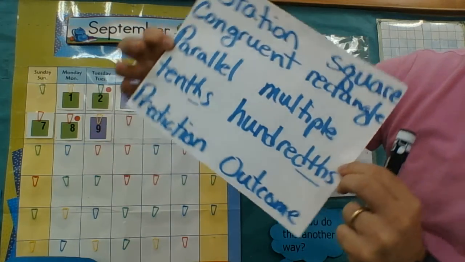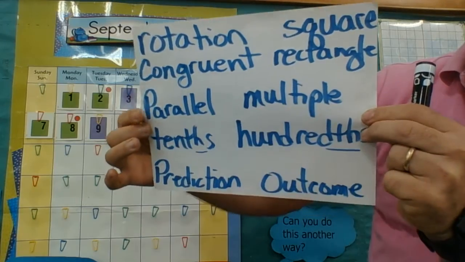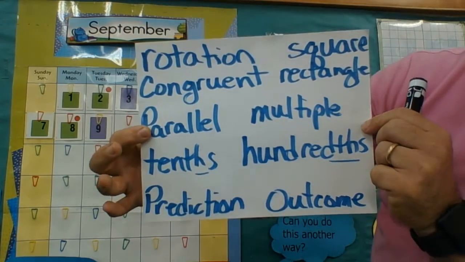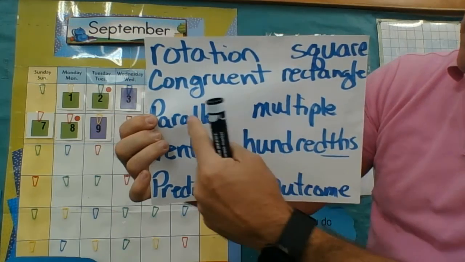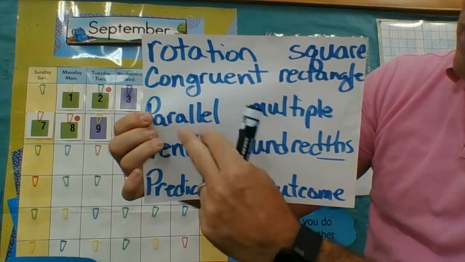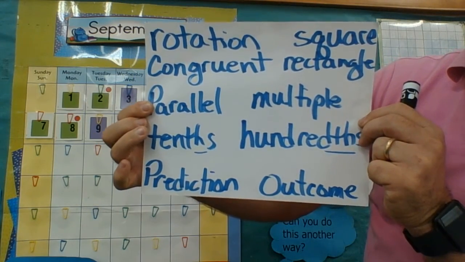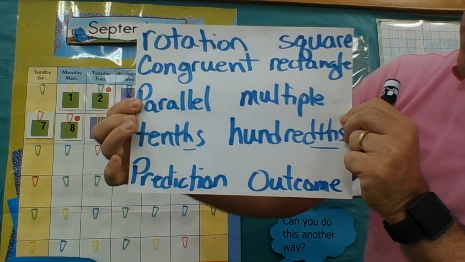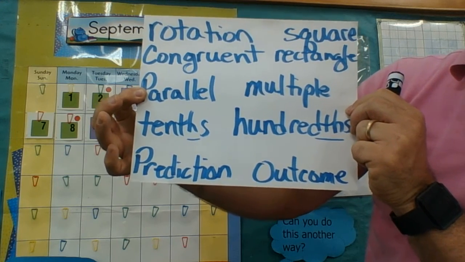Remember, rotation is simply taking the object or the geometrical shape and rotating it. Congruent means the same. Parallel, like the two L's in parallel, they are two continual lines that are equal space apart and never come closer or farther apart from each other. Tenths is when we cut a whole up into 10 pieces.